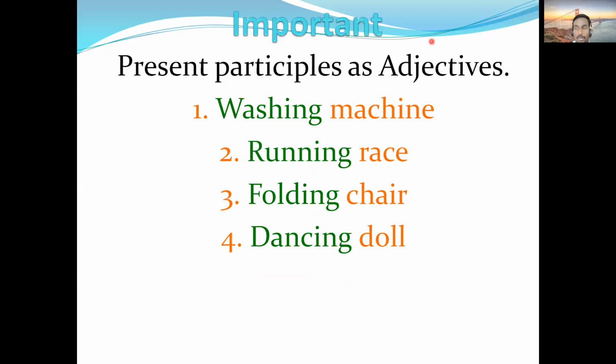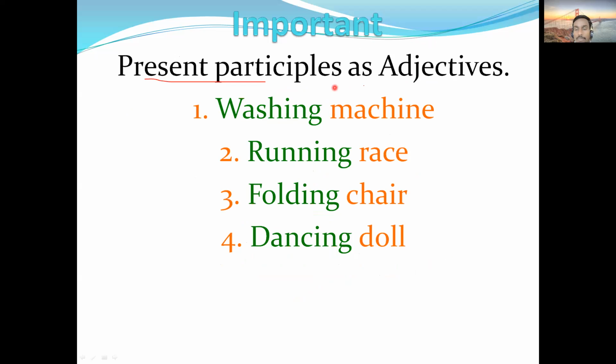All right, you can find more examples. I'm just giving two or three examples, but you can make other examples also. Compass box, that's right, Prajakta. Compass is also a noun, but here it is compass box.